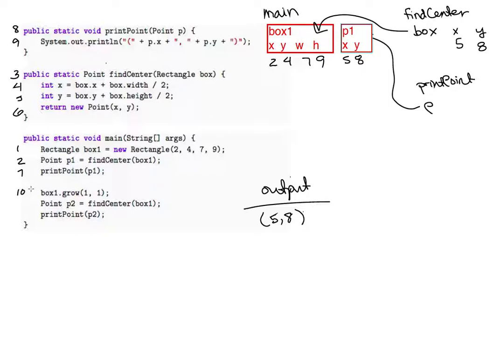So I'm going to go down to step 10, where I call box.grow 1, 1. Grow is going to modify the width and the height of the box, not the x and y coordinates. So after my call to box1.grow, the width will be 8, and also the height will be 10. Okay, so I add 1 to each one of these. That's step 11.